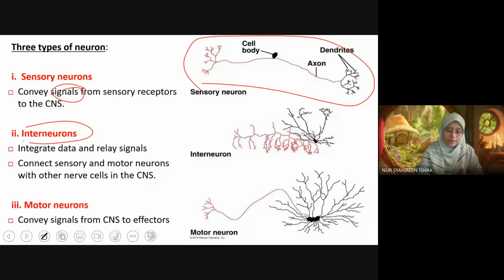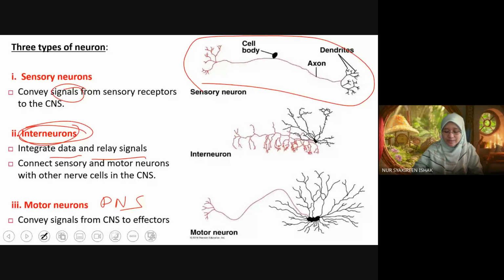electrical signal to the interneuron in the central nervous system to interpret what is happening, what the corrective mechanism is. It integrates data and relays signals, connecting sensory and motor neurons with other nerve cells in the central nervous system. That is interneurons. An interneuron is the neuron inside your brain and spinal cord. It is a bridge: from sensory neuron to the interneurons of the central nervous system, and then it sends the impulse to the motor neurons in the peripheral nervous system.